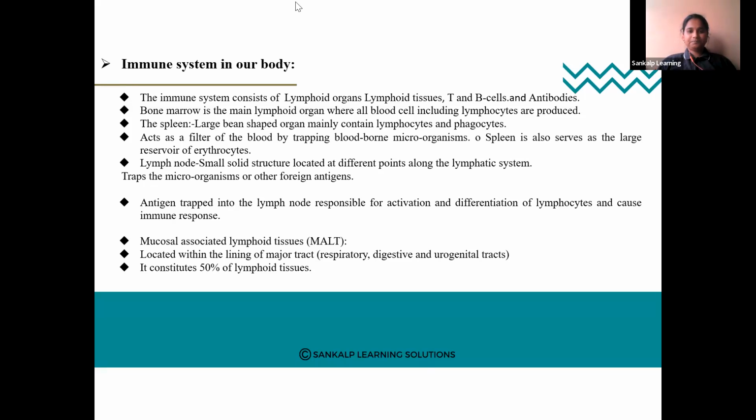Next, the spleen. It is a large bean-shaped organ. It contains mainly lymphocytes as well as phagocytes, and acts as a filter of the blood, trapping blood-borne microorganisms. So these lymphocytes and phagocytes act as a filter of the blood. Why? They will trap the microorganisms which infected the blood or which are present in the blood.